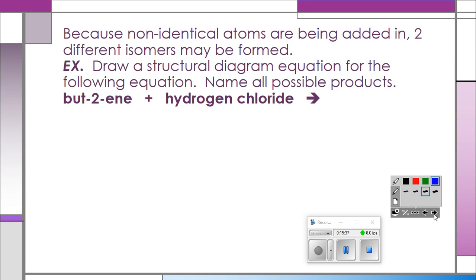Because non-identical atoms are being added, two different isomers may be formed. They won't always, but you at least need to consider that it might happen.